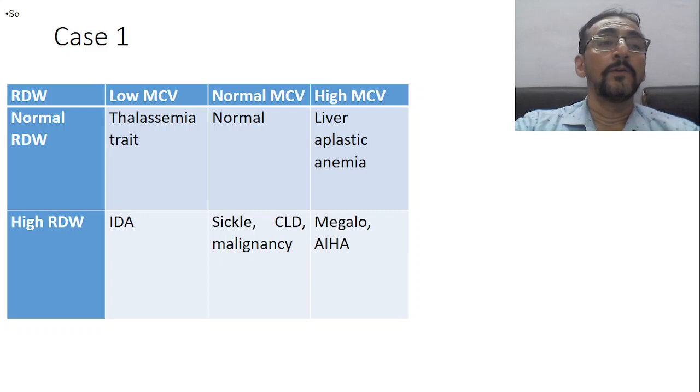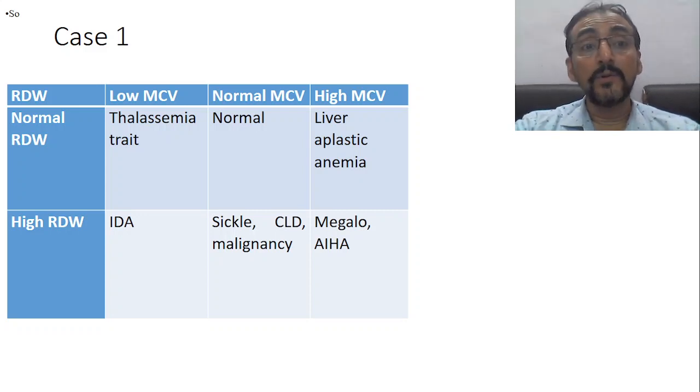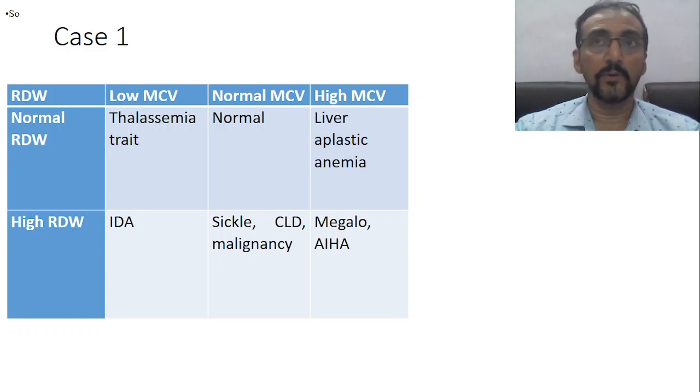Okay, so this is one. Normal RDW है, low MCV है, thalassemia. नॉर्मल RDW है, नॉर्मल MCV है, नॉर्मल. नॉर्मल RDW है, हाई MCV है, लीवर और एप्लास्टिक एनीमिया, बोन मैरो प्रॉब्लम्स. Come to the next part. If the RDW is high and MCV is less, then it is IDA. MCV is less means microcytic, so that is an IDA.